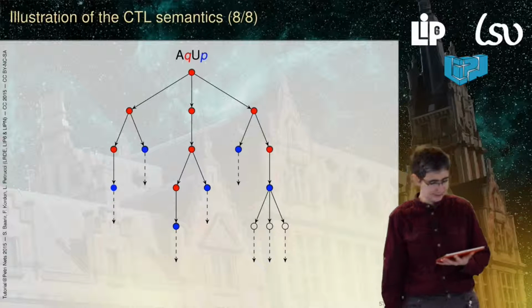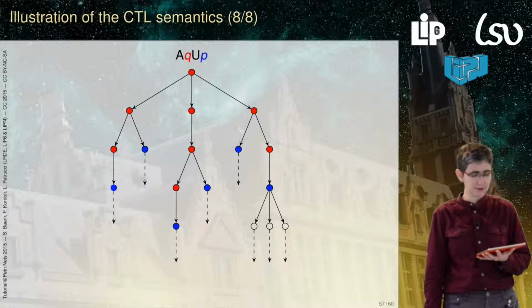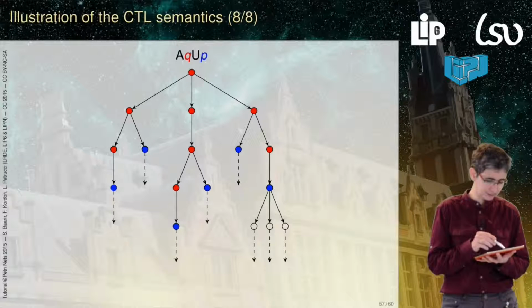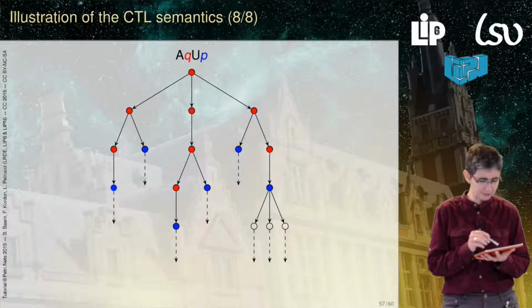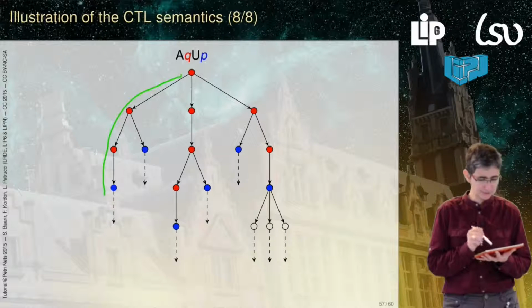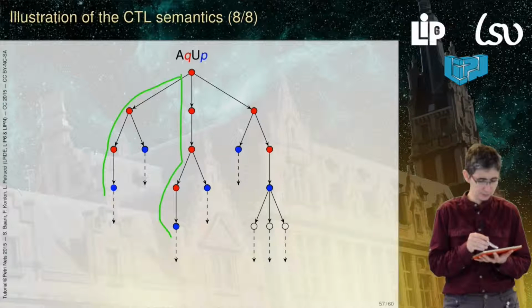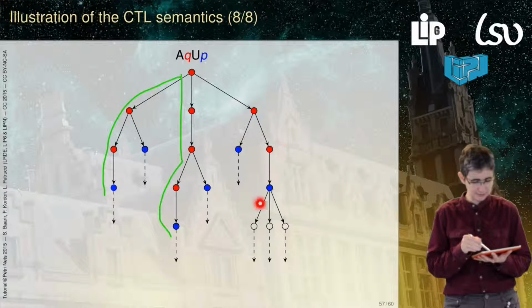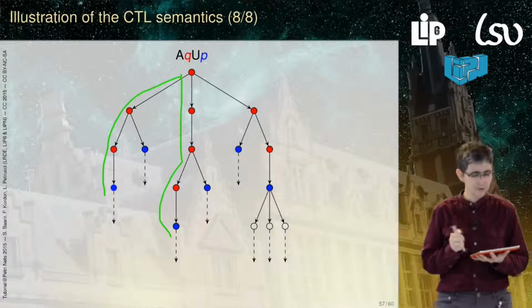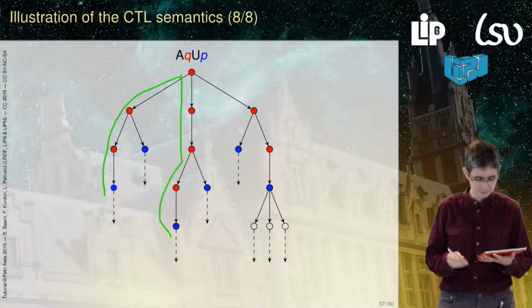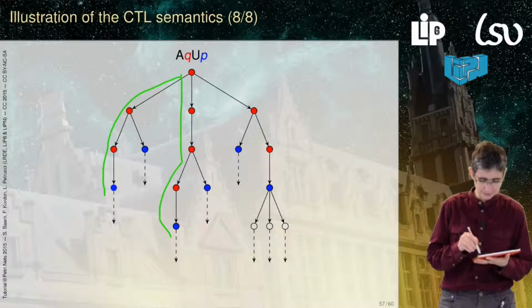And finally, always Q until P. And you can see that the Q until P exists on all paths in the tree. So whichever you choose, you will always have Q satisfied and then P satisfied. So these are the most usual formulas for CTL logics.